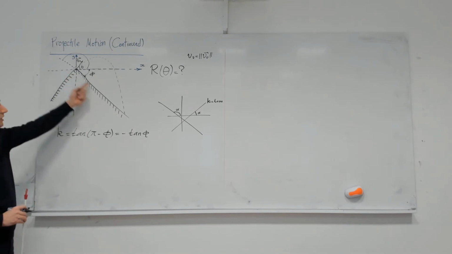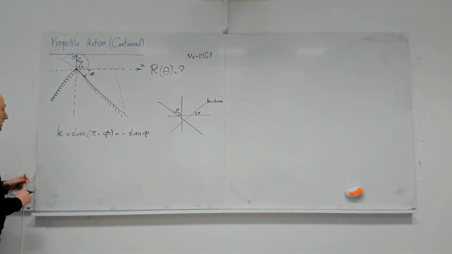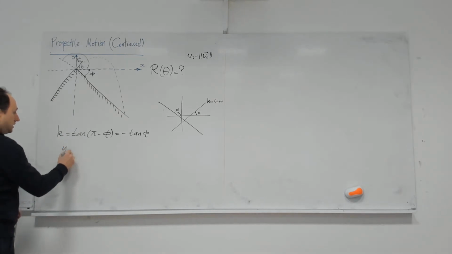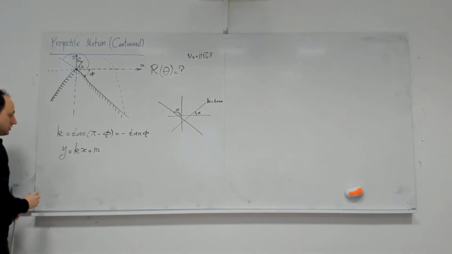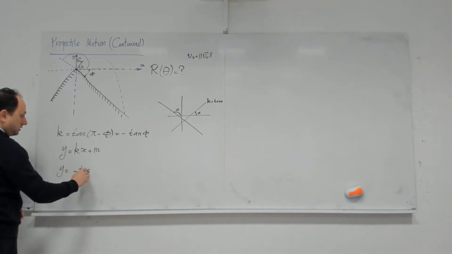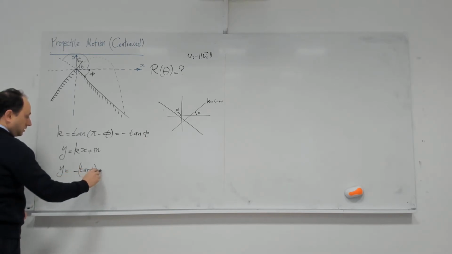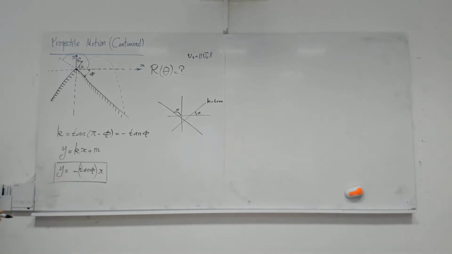And this is a line passing through the origin. So the k form of my line gives me the k value plus the y-intercept. Y becomes, k is minus tangent phi. What is the y-intercept? 0. Yes, so that is the equation. That was the simple one. It didn't need any physics at all.